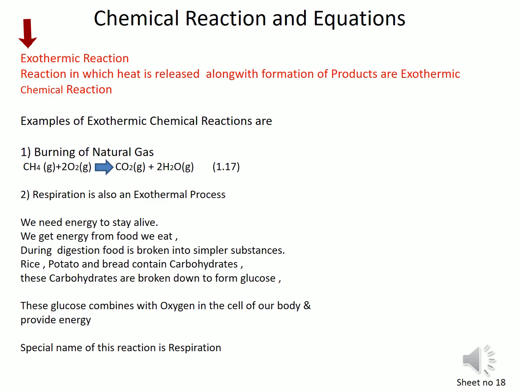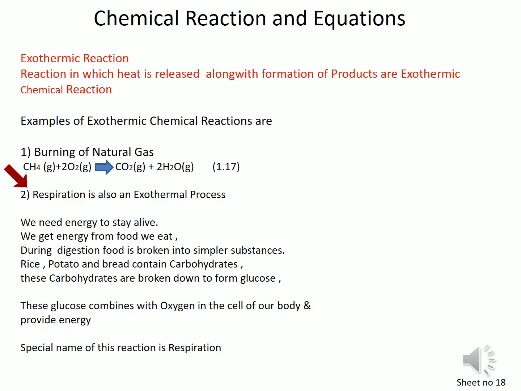Now let us see exothermic reactions. Reactions in which heat is released along with the formation of product are exothermic chemical reactions. An example we have already seen: burning of natural gas. When CH4 interacts with oxygen, it forms CO2 plus 2H2O. During this process, a lot of heat is generated. So this is an exothermic chemical reaction.